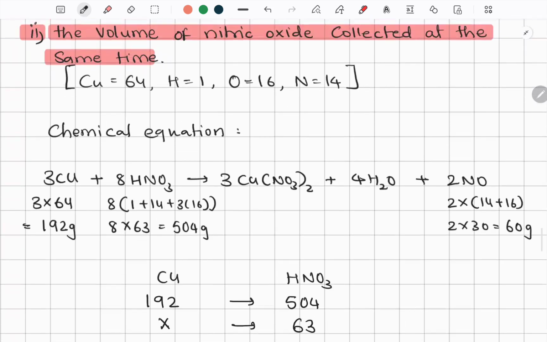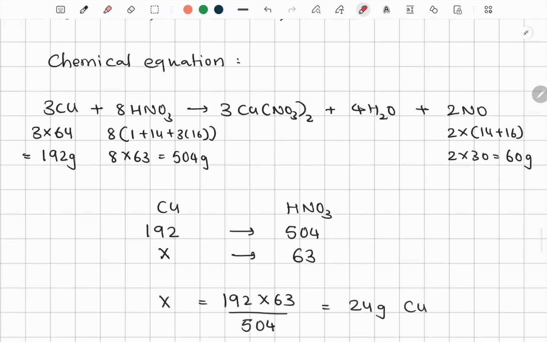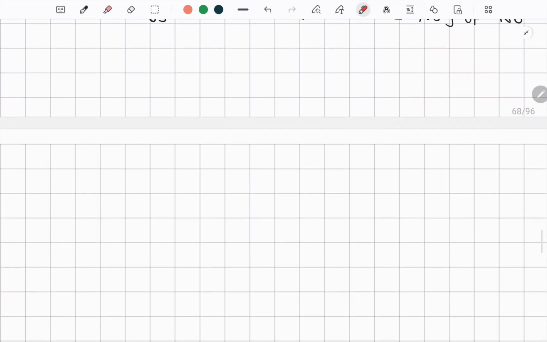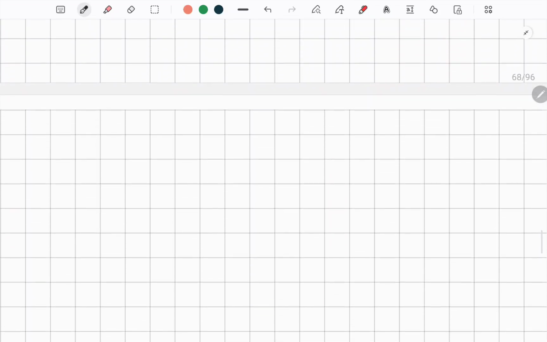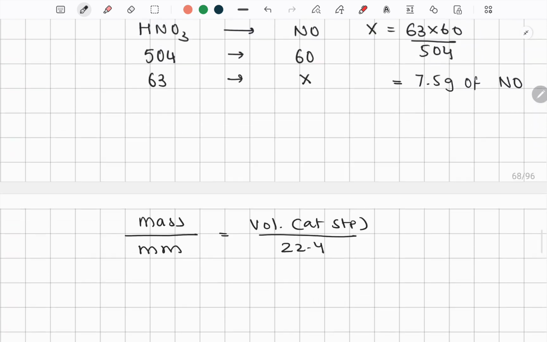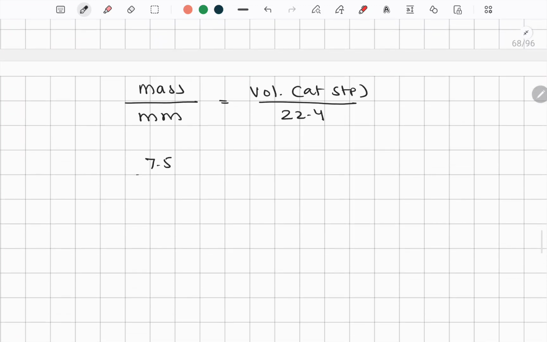Okay, but the mass is not asked, the volume of nitric oxide is asked. So as we have the mass over here, we're going to relate the mass with the volume by using the formula of number of moles, which we know very well. Mass upon molecular mass is equal to volume at STP divided by 22.4. Is mass given? Yes, we just calculated 7.5 gram of mass.